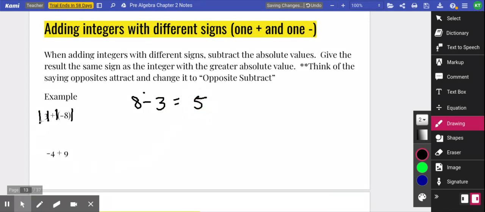Now, I have a positive 3 and a negative 8. This value is bigger, so I know that my sign should end up negative. Here, I'm going to do 9 minus 4, and I get 5. Since the 9 is bigger and it's positive, my answer stays positive.